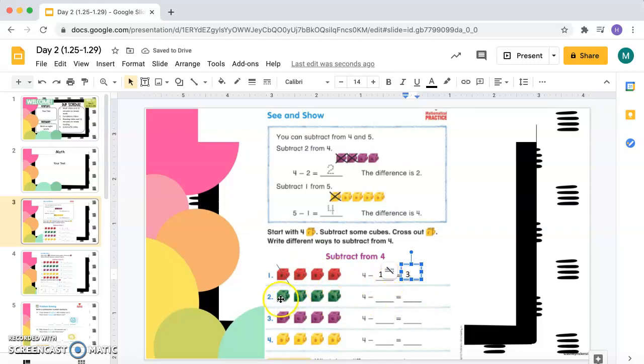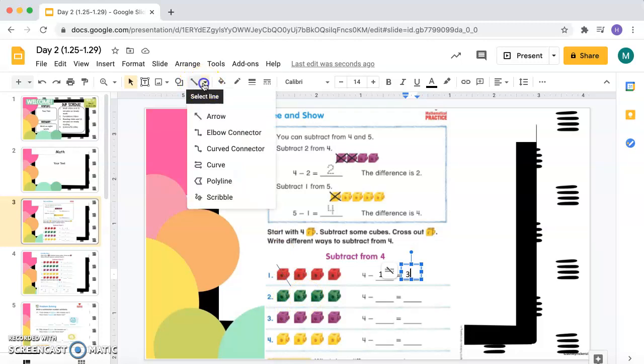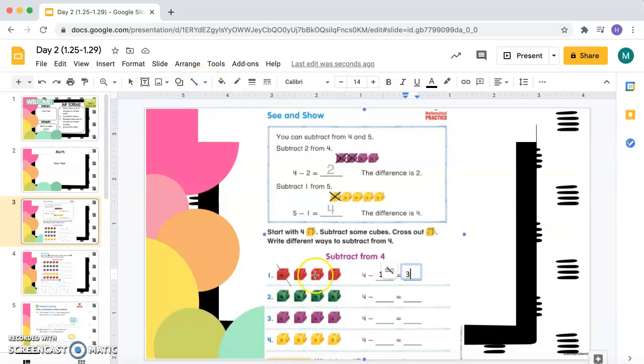So for the next one, you can't cross out 1, but think of what you could cross out this time. And remember, you go up here to where this line is, you click line, just like this, and that's how you cross out, okay? And then you'll write your number of how many you crossed out and how many are left, okay? You'll do that for 1 through 4.